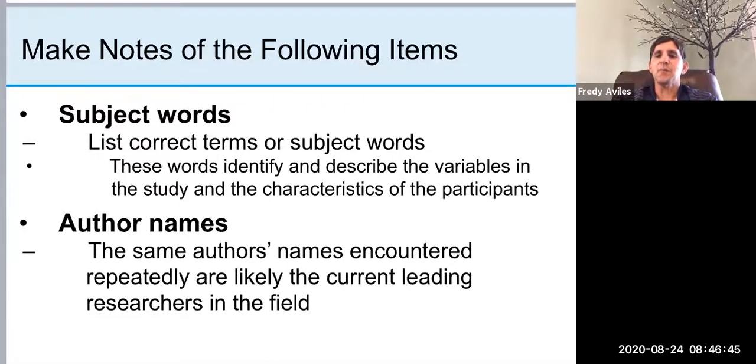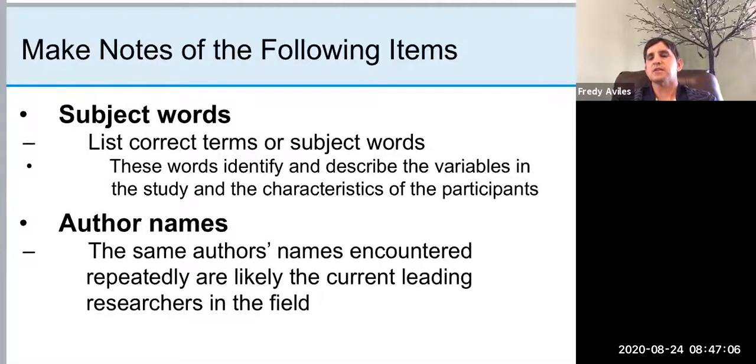As you're reading about the topic, you'll see how things are described, and you need to learn what some of those words are called so that you can enter the correct words when you actually do a more specific search. So list the correct terms or subject words. Write these words, and identify and describe the variables in the study and the characteristics of participants.